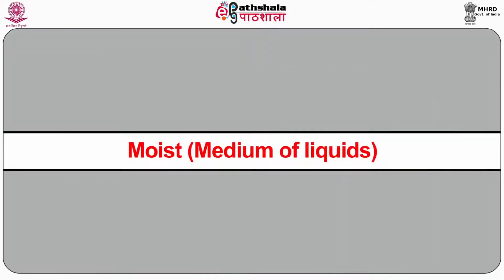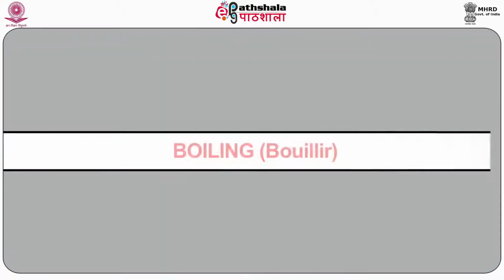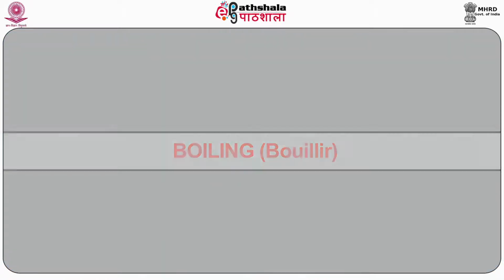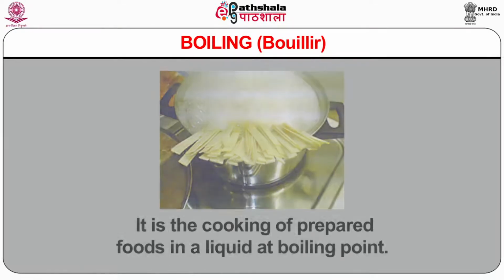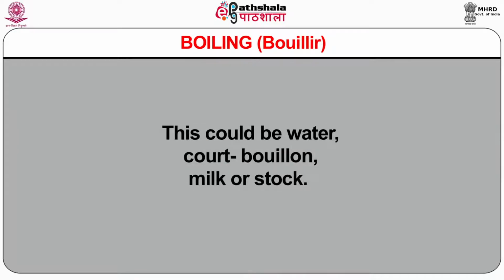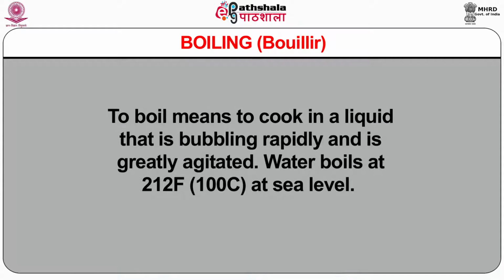Moist, medium of liquid: to poach, simmer and boil all mean to cook a food in water or a seasoned liquid like stock or even milk. Boiling is the cooking of prepared foods in a liquid at boiling point. This could be water, court bouillon, milk or stock. To boil means to cook in a liquid that is bubbling rapidly and is greatly agitated. Water boils at 212 degrees Fahrenheit, 100 degrees Celsius at sea level.